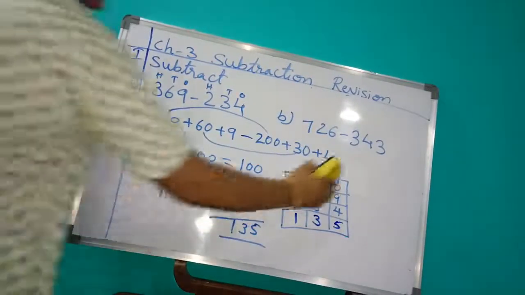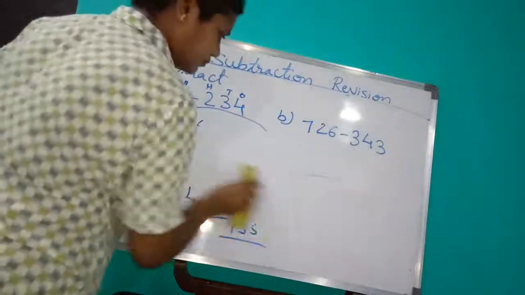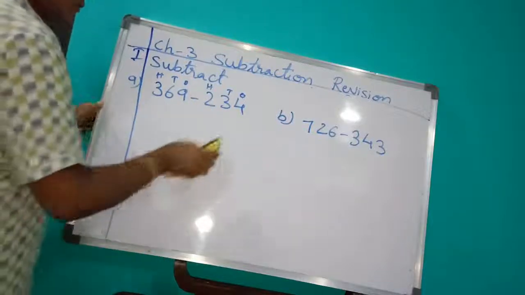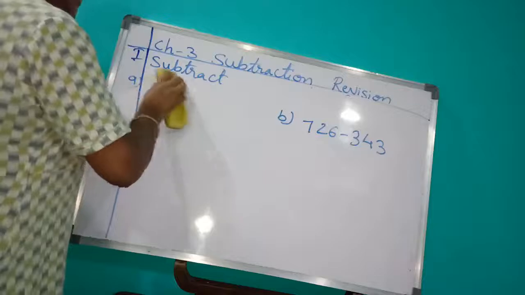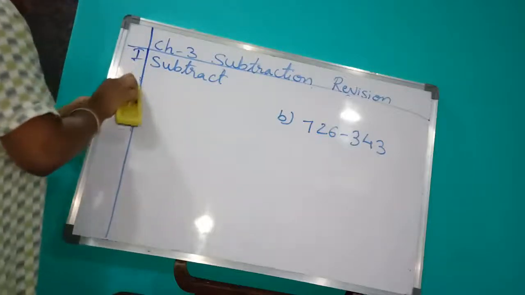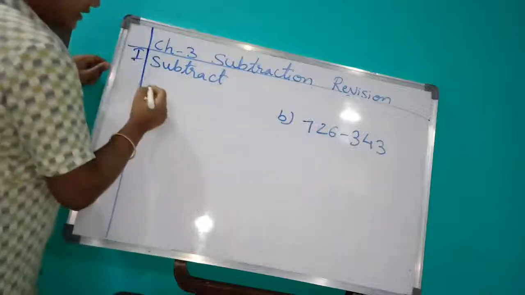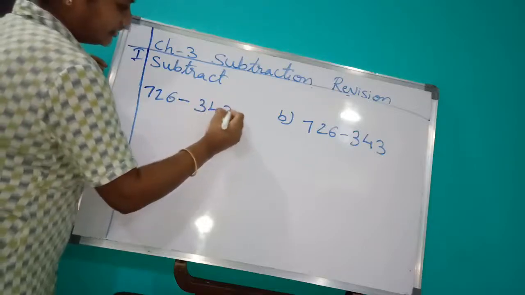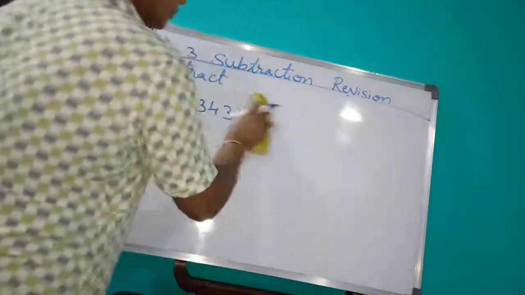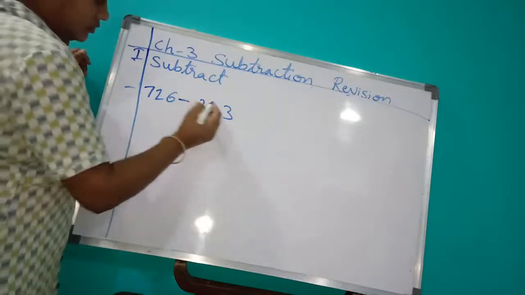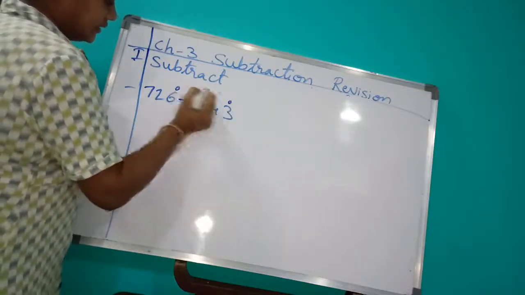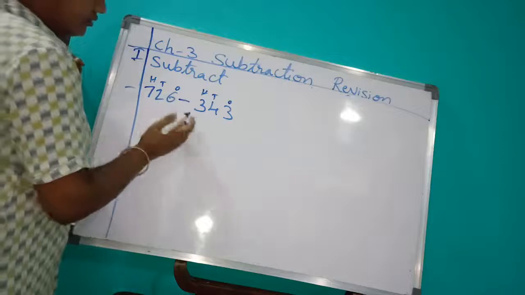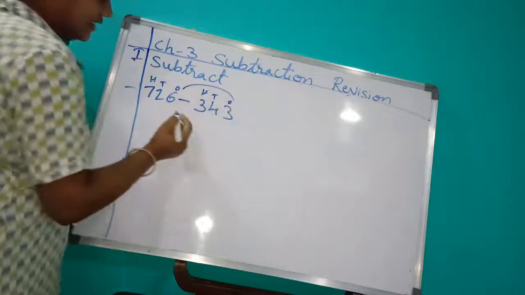Okay, I will write this. Again, next sum we will do. This one is over. Now B. What is that question? 26 minus 343. Okay. What do you have to do? You should write 1's place, 10's place, 100's place. Now first of all, 1's place, what do you have to do? You should do minus.